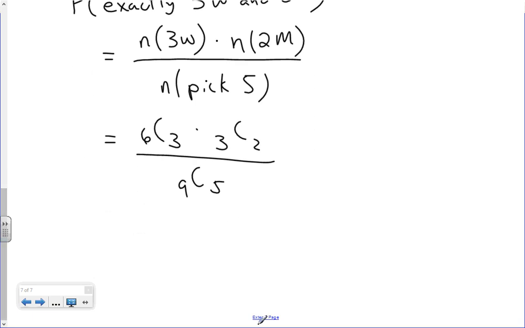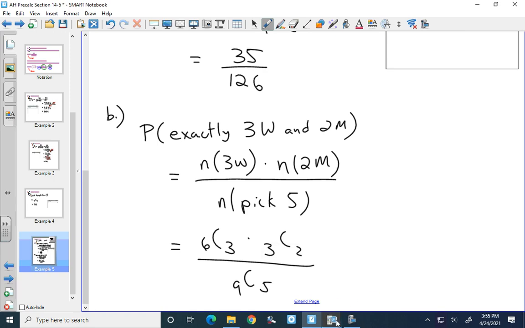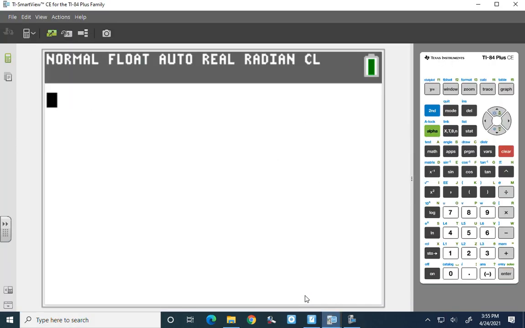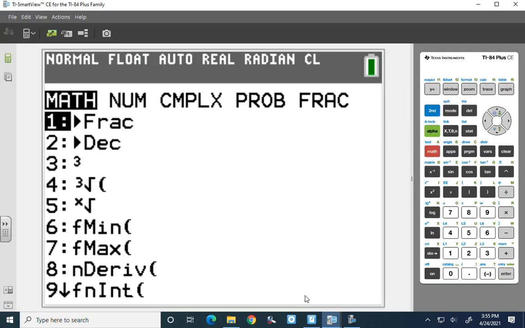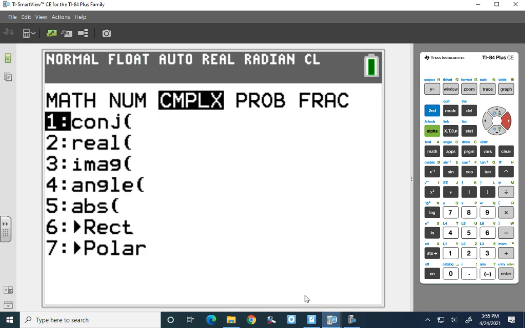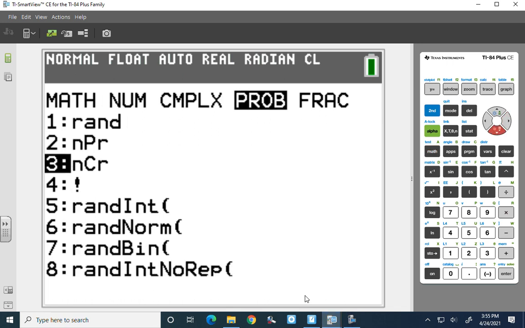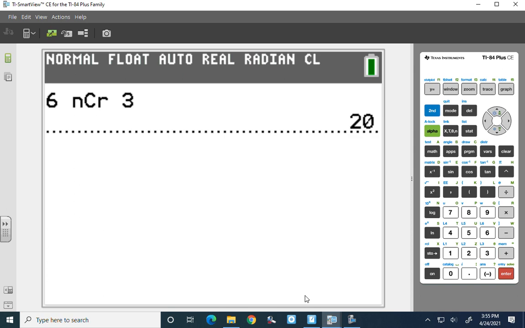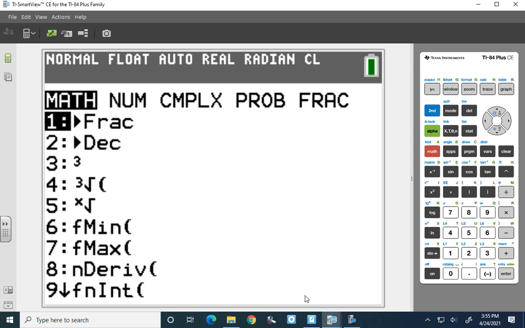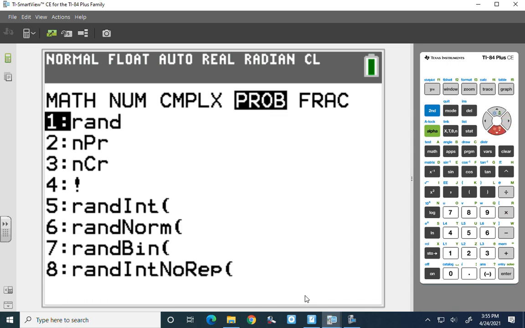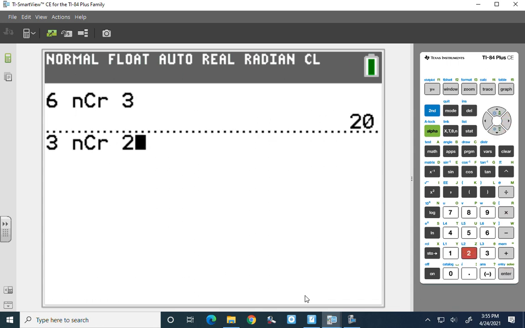All right, so let's let our calculator help us out here again. We've already done that 9 choose 5, so we have that one, but let's calculate the other 2. 6 choose 3 and 3 choose 2. Now 3 choose 2 is probably one we should be able to think about in terms of what it actually means. You have 3 people to pick from, and you're going to pick 2 of them. How many different ways can you do that? There should only be 3 ways that we can make that happen. That's what we get.